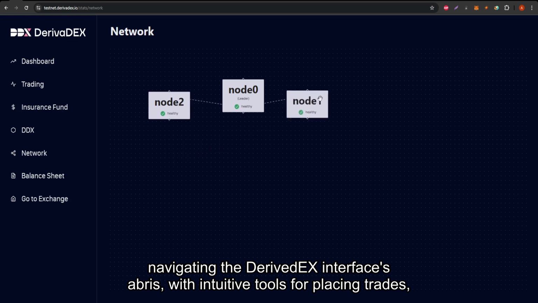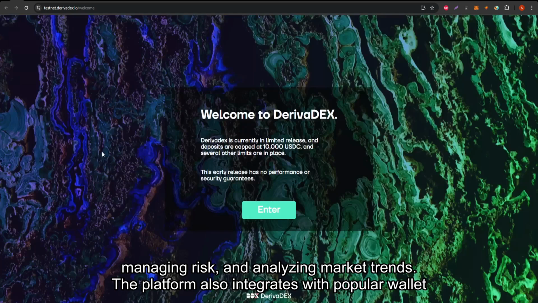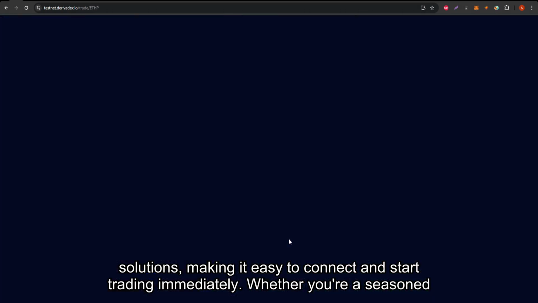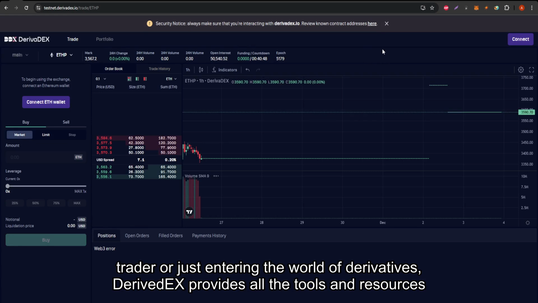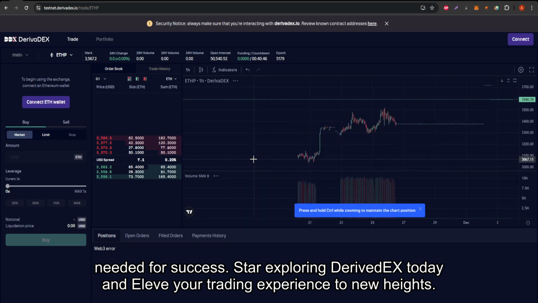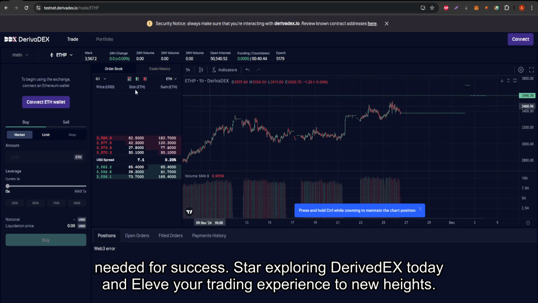Navigating the DerivaDEX interface is a breeze, with intuitive tools for placing trades, managing risk, and analyzing market trends. The platform also integrates with popular wallet solutions, making it easy to connect and start trading immediately. Whether you're a seasoned trader or just entering the world of derivatives, DerivaDEX provides all the tools and resources needed for success. Start exploring DerivaDEX today and elevate your trading experience to new heights.